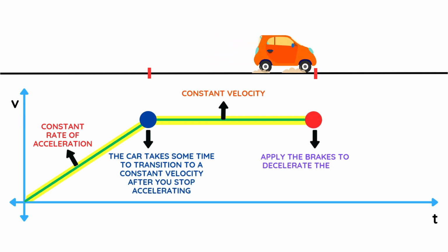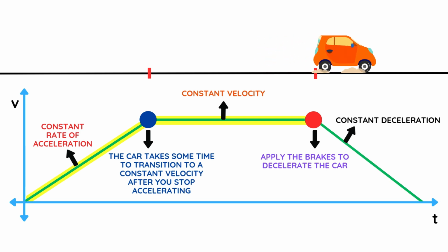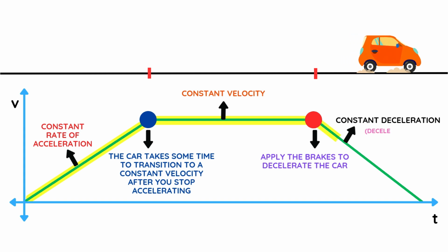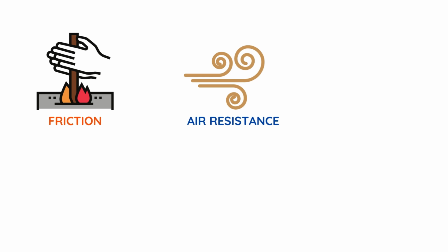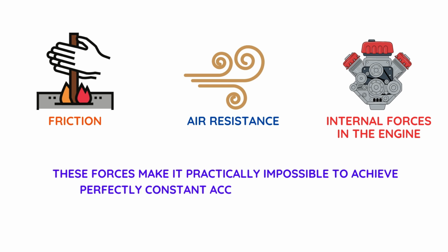Even when you apply the brakes to decelerate the car, will it stop with a perfectly constant deceleration? Again, no. At first, the deceleration varies due to various forces acting on the car. Throughout this entire motion, several forces, such as friction, air resistance, and internal forces in the engine, are constantly influencing the car. These forces make it practically impossible to achieve perfectly constant acceleration or velocity.